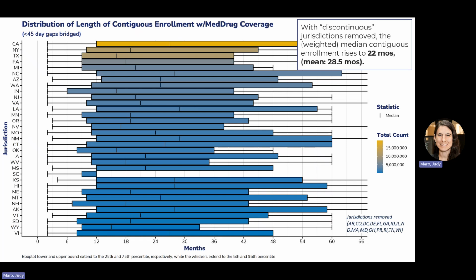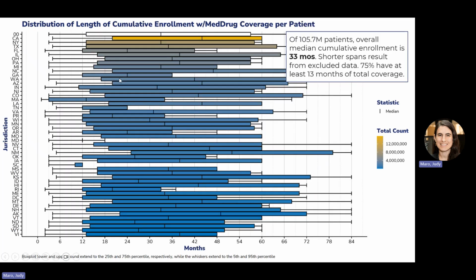And so in addition to contiguous enrollment during one particular period of time, we might also be interested in cumulative enrollment, which is what we're going to look at on this next slide. With cumulative enrollment, this might occur because a patient may have Medicaid coverage for one particular year, and then they have a break and become ineligible for coverage, perhaps for another couple of years, and then become eligible again. And so we might be interested in their cumulative enrollment in addition to their contiguous enrollment.